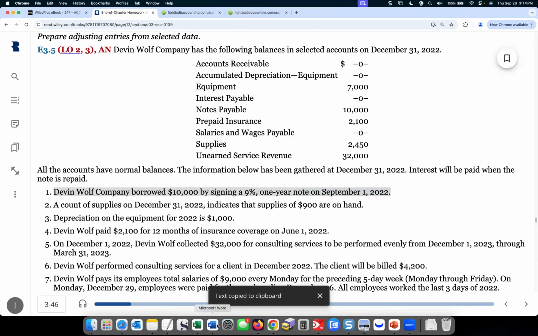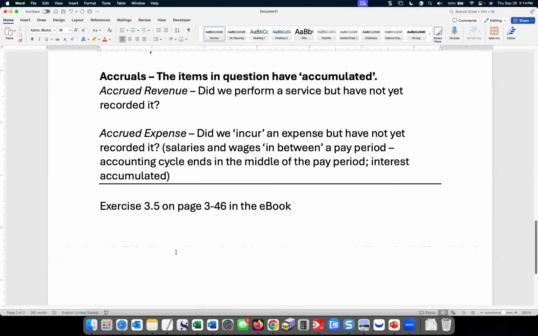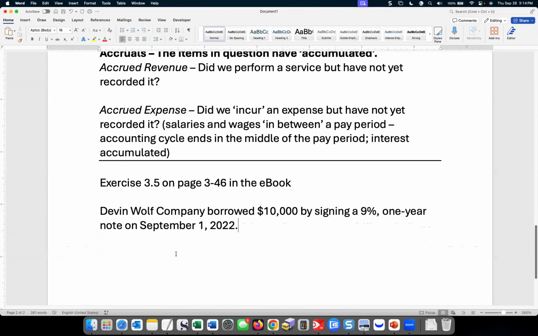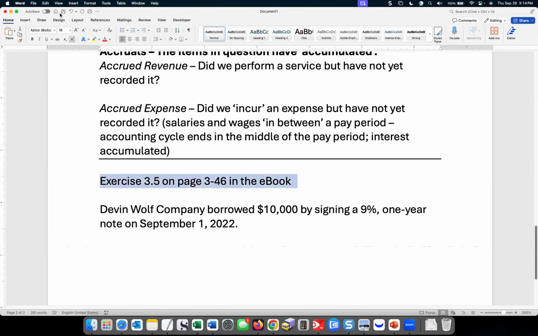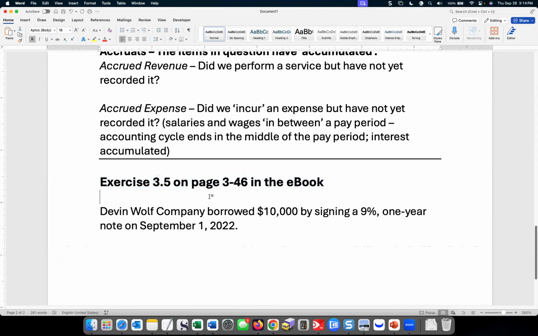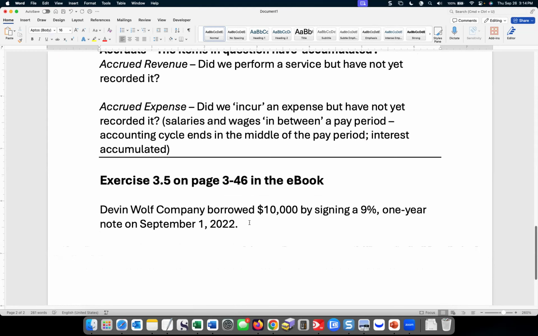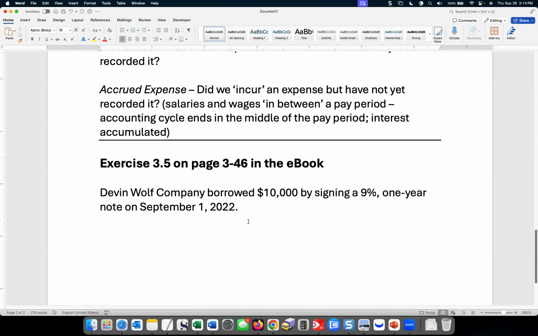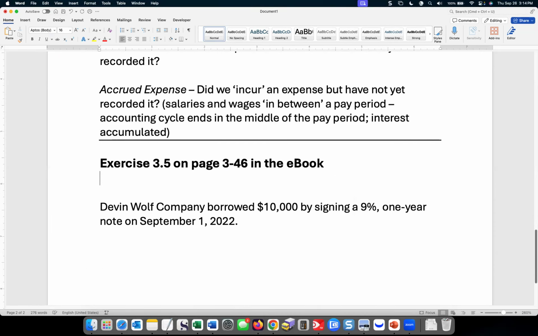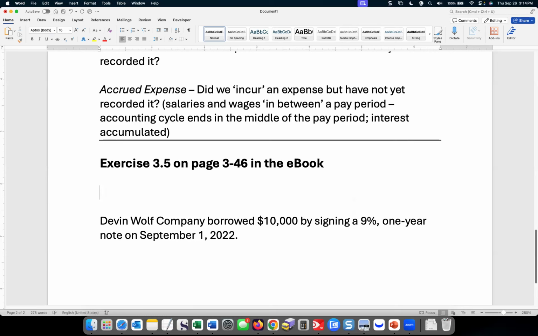All right, I'm going to copy it and pull it into our notes here, because this is something I want you to have narrative for. So Devin Wolf Company borrowed $10,000 by signing a 9% 1-year note on September 1st, 2022. Before we do anything, what is the time period assumption for this business?